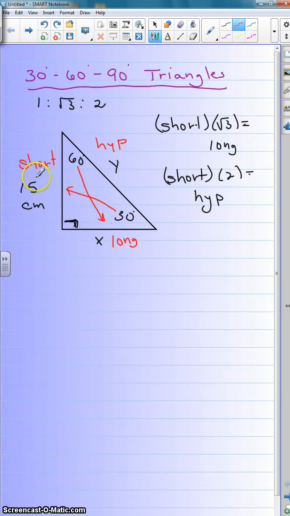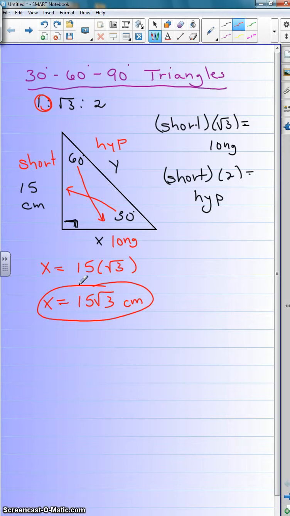Okay, so we're going to solve this right triangle problem, and right now I have identified the 15 as being the short leg. So if I take the short leg, which is right here in the ratio, the 1, and multiply it by square root of 3, I will get the long. So the long, which is x, is equal to 15 times the square root of 3, which is simply 15 square roots of 3. So my long leg is 15 square roots of 3 centimeters.